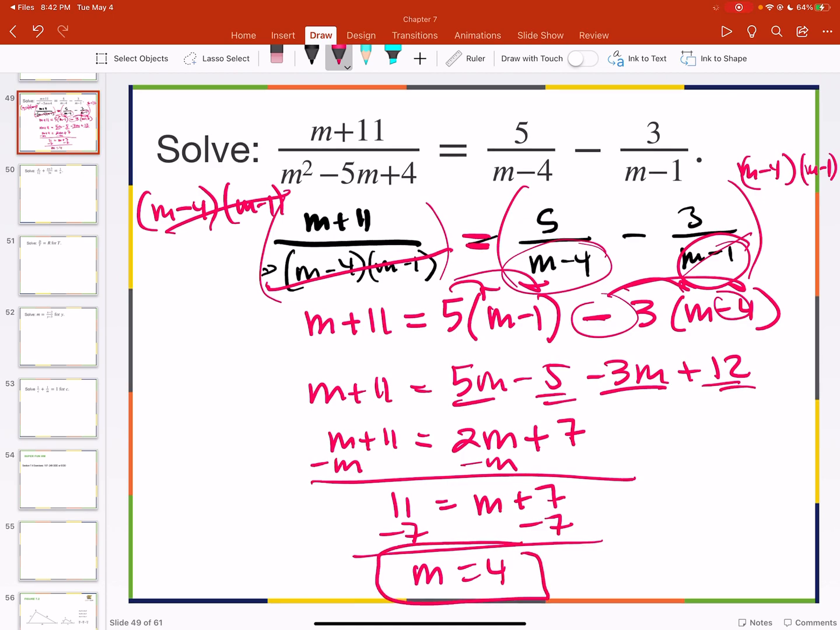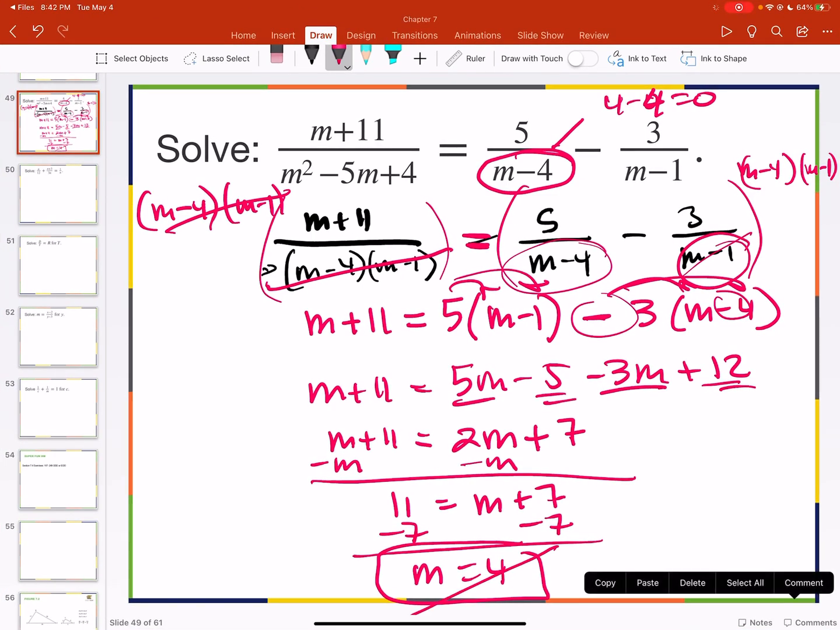Now, just real quick, we're going to check the denominators. This cannot be 4 because 4 minus 4 is equal to 0, and we cannot divide by 0. So this is not allowed. So we can't have that as an answer. So the answer is no solution. It's what we call an extraneous solution.